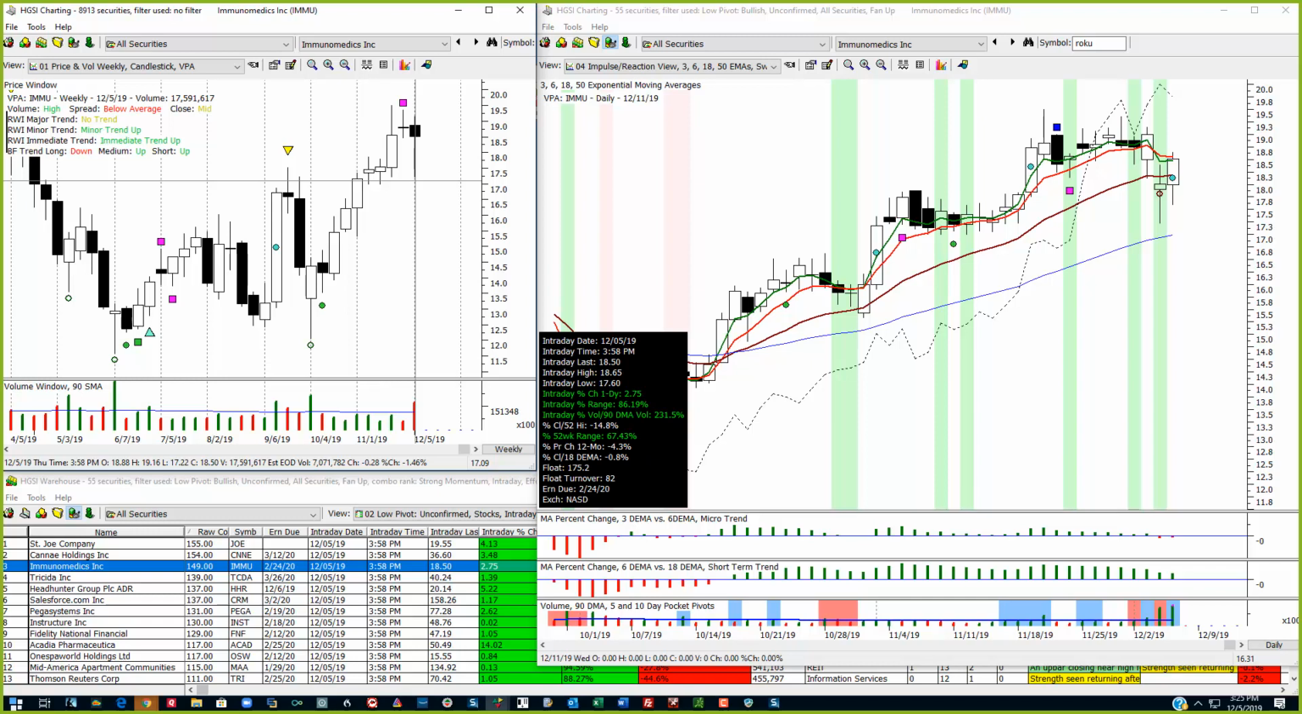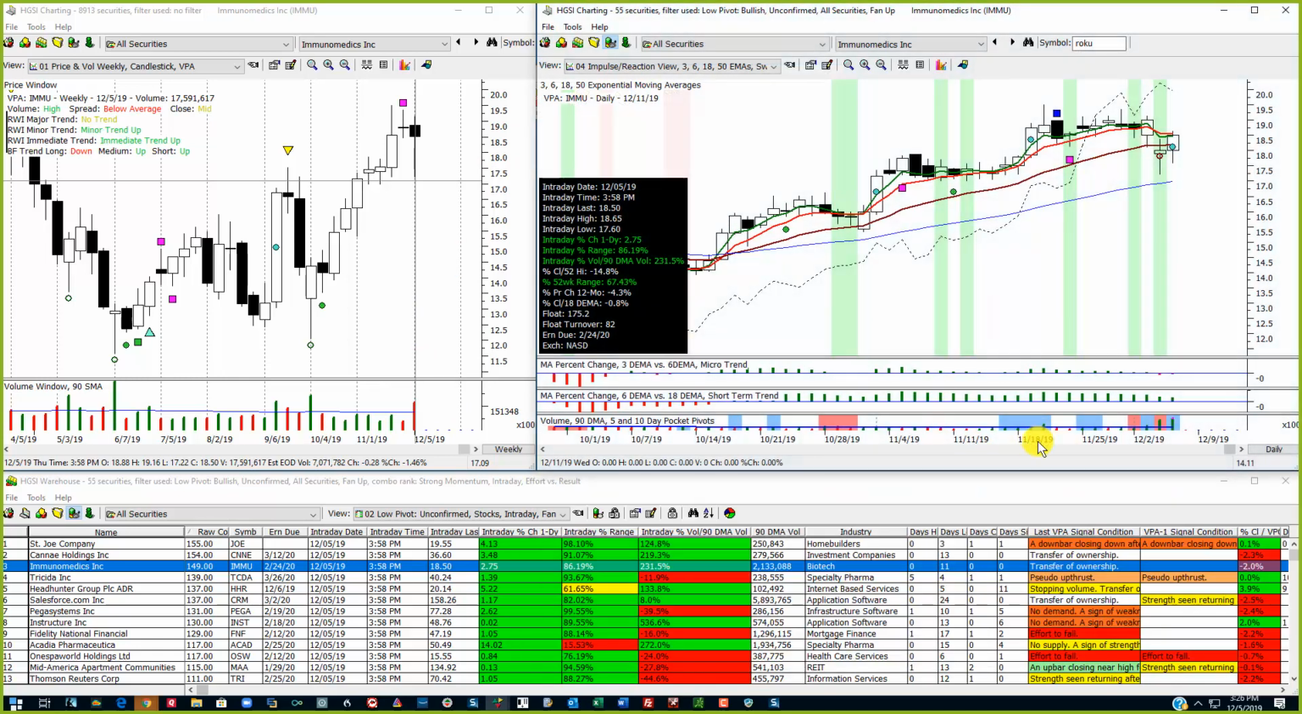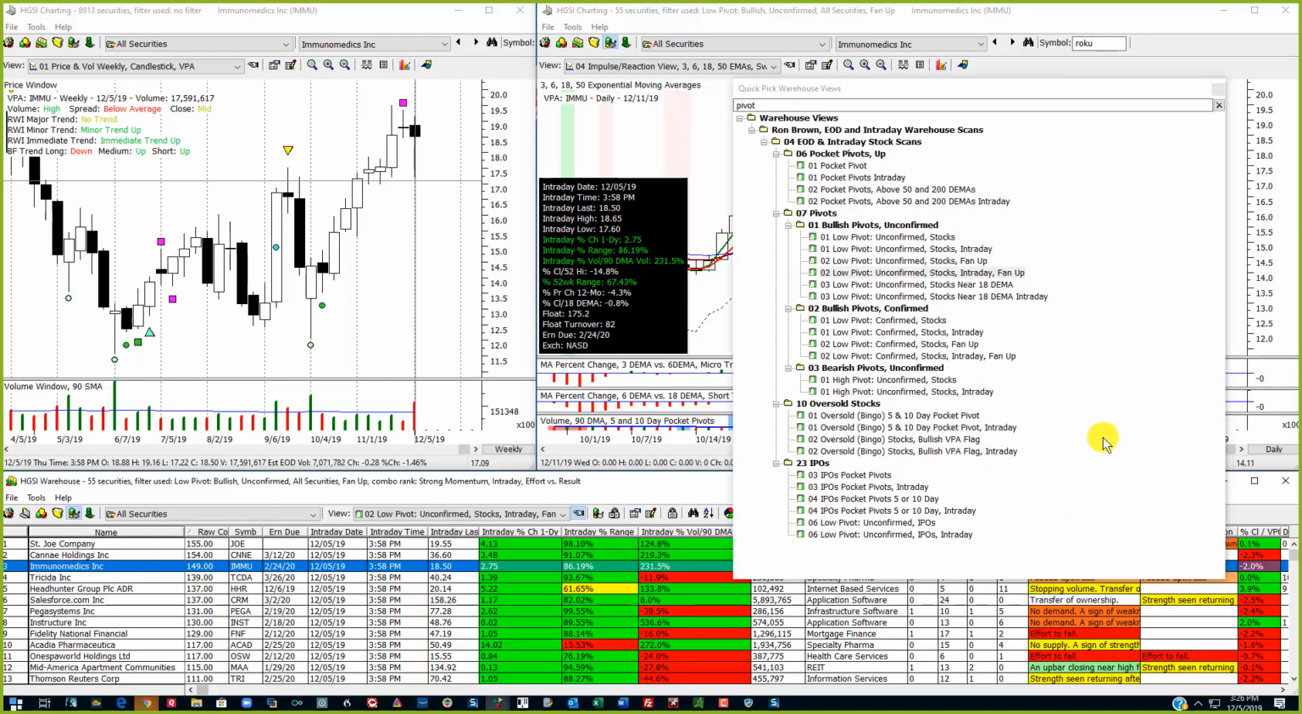Could you show the quick view for current warehouse view? I don't know what you mean. Oh, the quick pick. This? Is this what you mean, Perry? Okay, they're all right here.